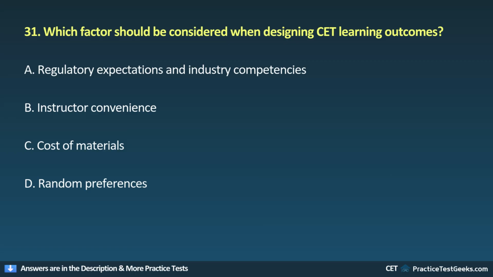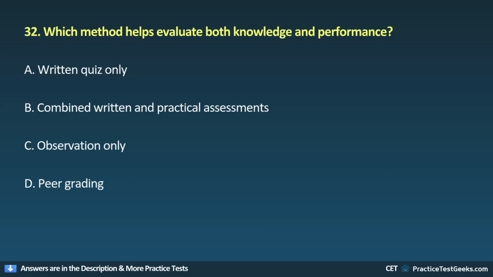31. Which factors should be considered when designing CET learning outcomes? A. Regulatory expectations and industry competencies. B. Instructor convenience. C. Cost of materials. D. Random preferences.